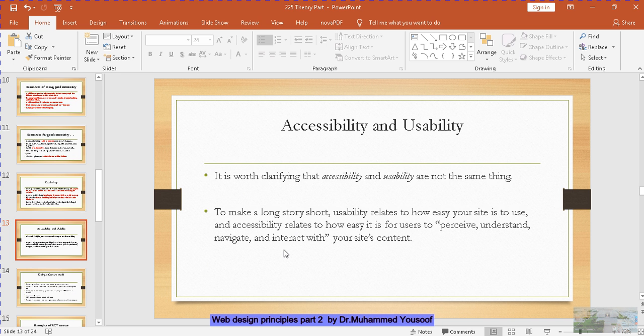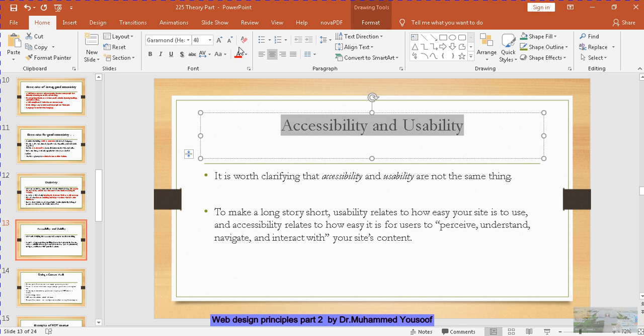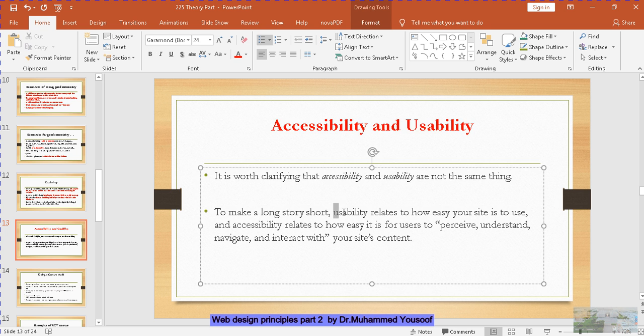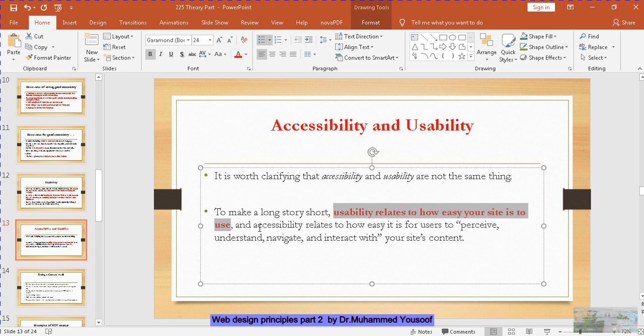Now let's try to see. This is very important because we use two terms in this video lesson. One is accessibility, the other one is usability. It is worth clarifying that both are not the same. To make a long story short, understand this: usability is how easy your site is to use. And what is accessibility? Accessibility is how easy it is to perceive, understand, navigate and interact with your site's content.